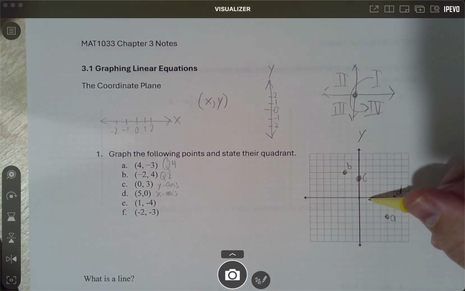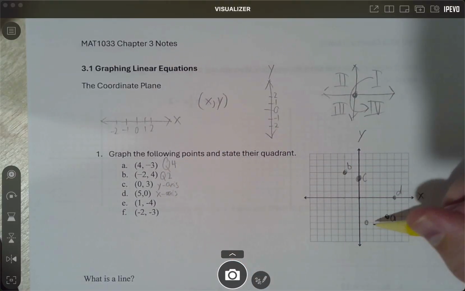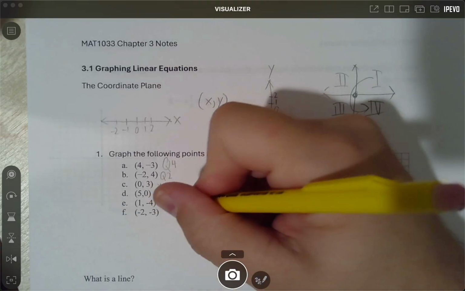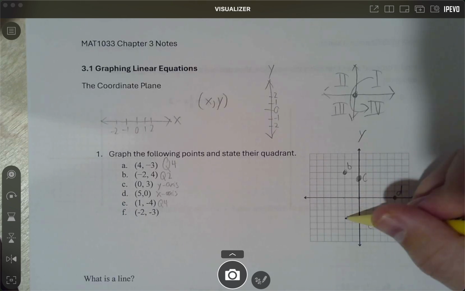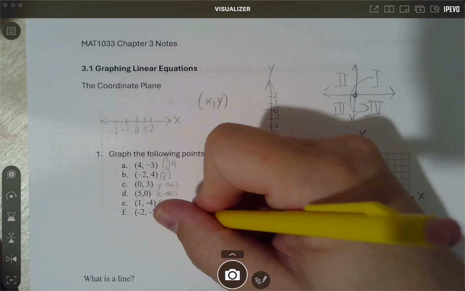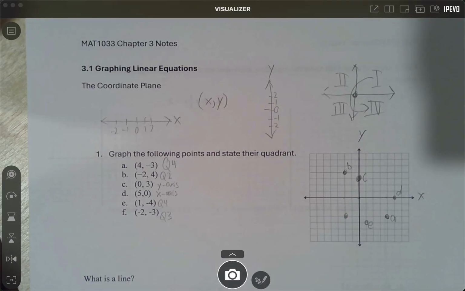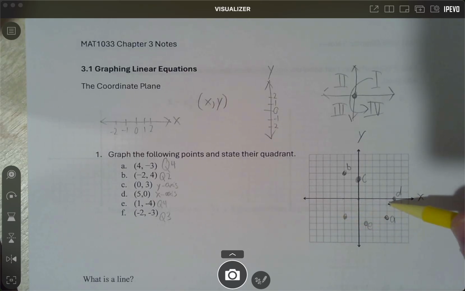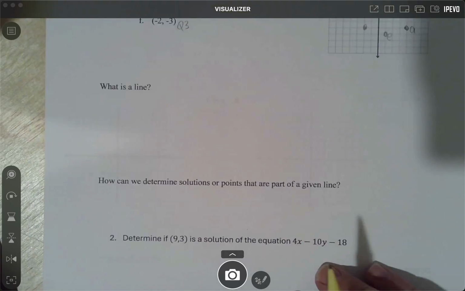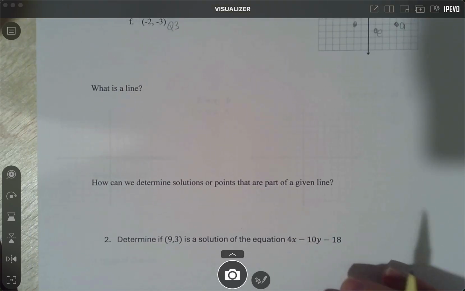1, -4 would be right 1, down 4. There's point E. That's going to be still again in quadrant 4. And of course -2, then -3 would be in quadrant 3. Alright, so that's the basics of graphing points. You start from 0, 0, you move your x coordinate first, left or right, negative or positive. Then from that point that you stopped at, you then move up or down, again based on positive or negative for your y coordinate. Now, then we need to ask, what is a line?